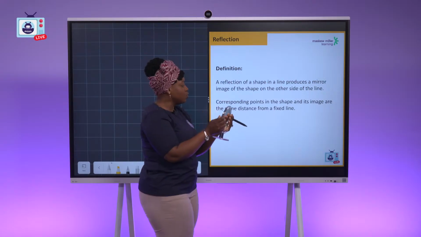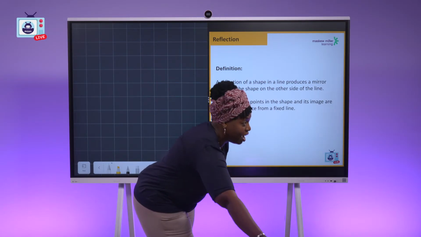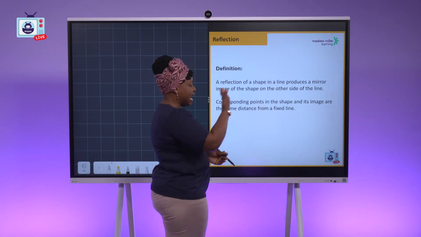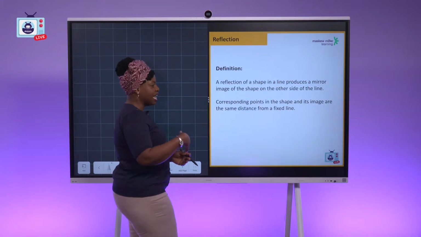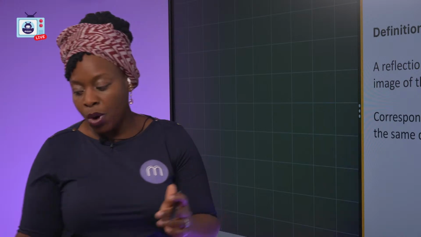So please try to do that. Every time you hear reflection, just think of the mirror. Every time you see reflection, just remember that there is a mirror that has your other part on the other side. It's similarly the same, it's just that it's reflected from one point to another.